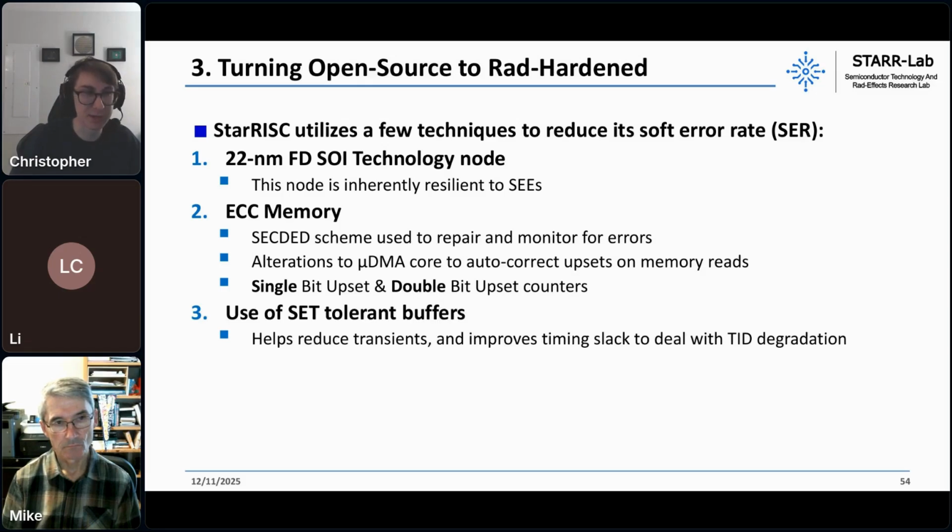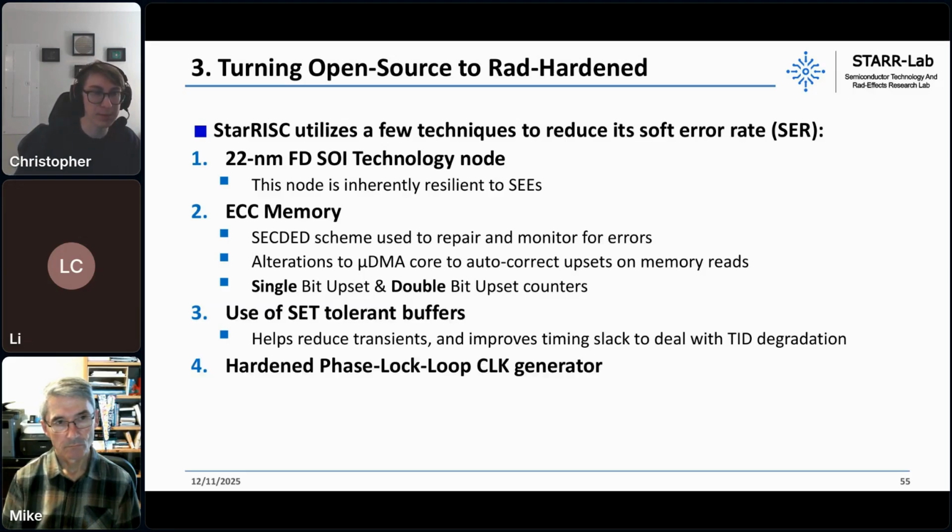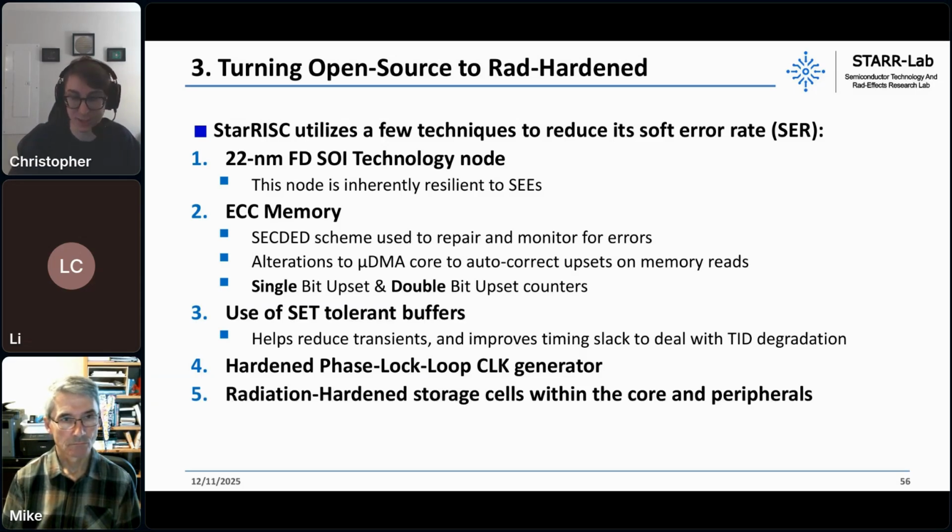The buffer cells that are being used throughout the device are also SET tolerant, so they reduce the amount of transients occurring in the device on clock or reset lines. Like I said, there's that hardened PLL clock generator, and then lastly, there are all those hardened storage cells within the core and peripherals that we replaced.